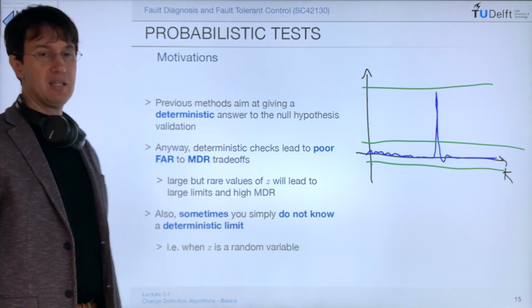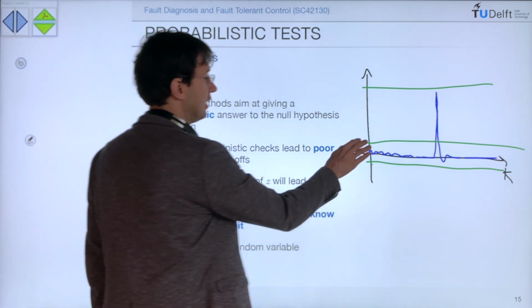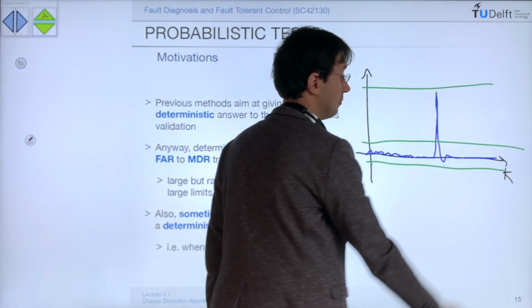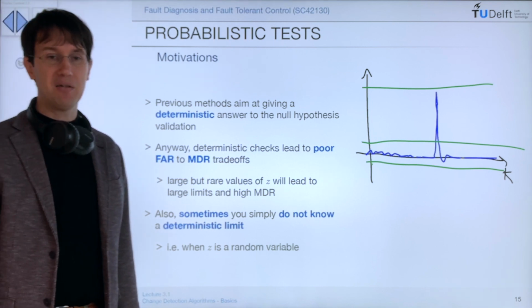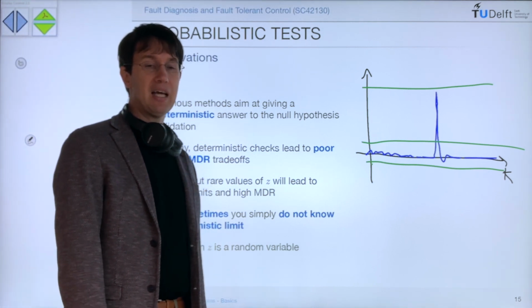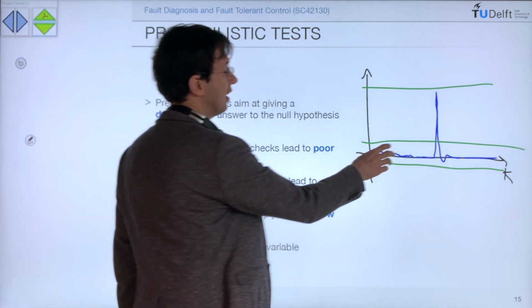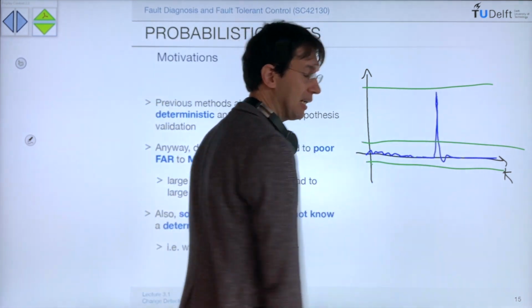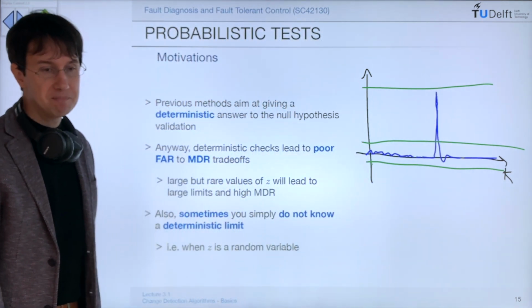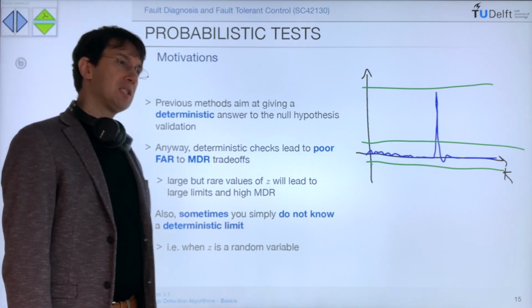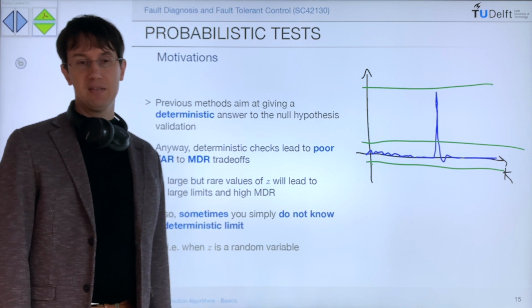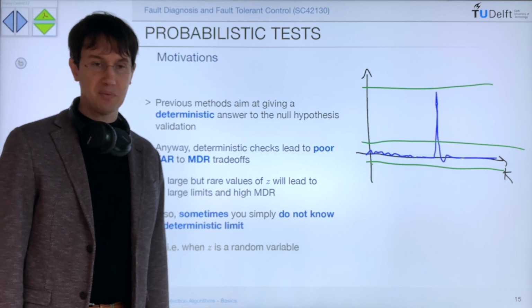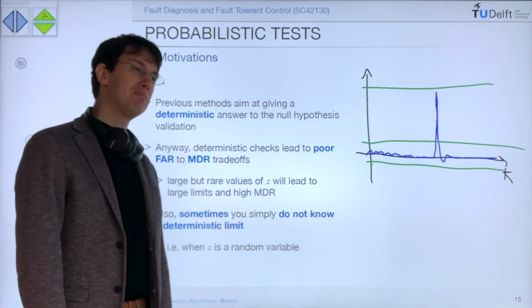It would be nice to really have a bound like this, but now with some probability this bound is going to be crossed. And if you know what is the probability of this event, actually you can characterize this. So from a point of view of performances, having a deterministic bound is not good. We want to have probably a probabilistic bound.